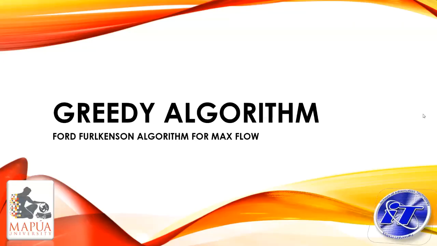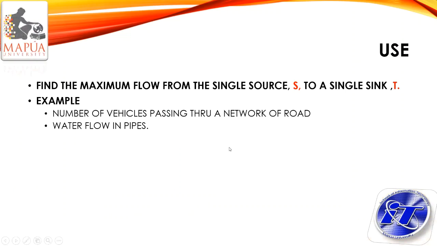One example of a greedy algorithm is the Ford-Fulkerson algorithm for max flow. It is used to find the maximum flow from a single source S to a single sink T. So we want to determine the capacity of a certain network that will determine the flow of data, or of something, from the source going to the sink. One application of this algorithm could be in a road network, wherein we want to determine the number of vehicles that could pass through this network.